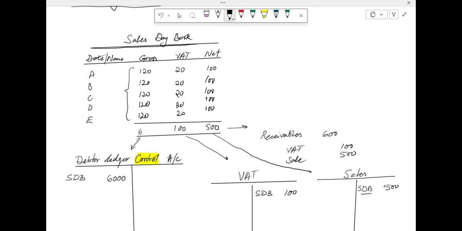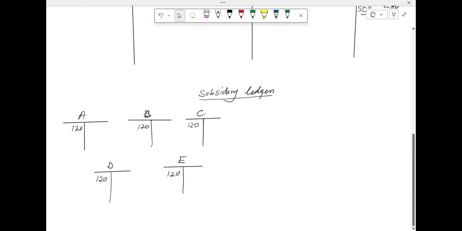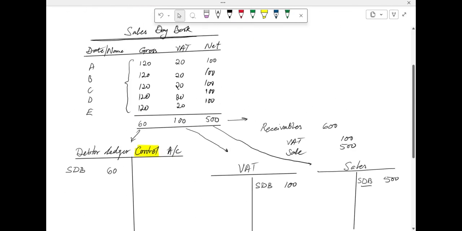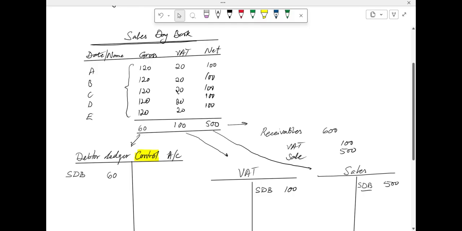If by mistake I forgot to enter an extra zero, so the answer will be 60, means 120 5 times, and instead of writing 600, I wrote 60. So there is a mistake. The effect of that error will appear in the control account, but the individual accounts will be okay. When I add them all together, I have undercasted. So remember, when you write a bigger figure, that is overcasted. When you write a smaller figure, that is undercasted.